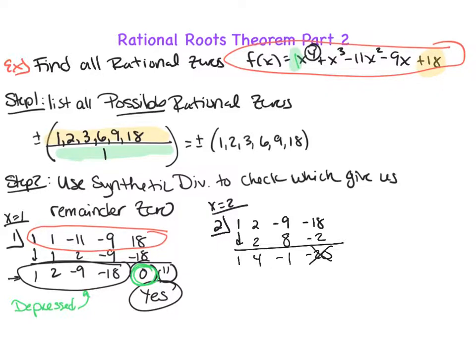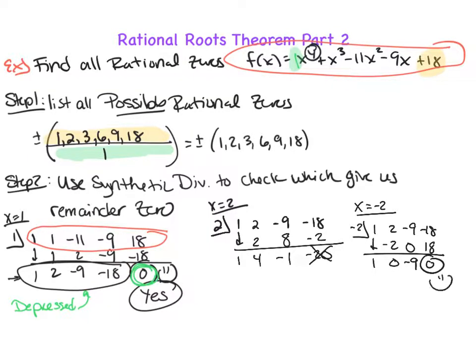So let's check x equals negative 2. So negative 2, I'm going to go 1, 2, negative 9, negative 18. Bring down the 1, multiply by negative 2, 0. Multiply by negative 2, 0. Negative 9, and negative 2 times negative 9 is positive 18, which gives us a 0. Great. Now we also are down to 3 terms, 1, 0, negative 9.